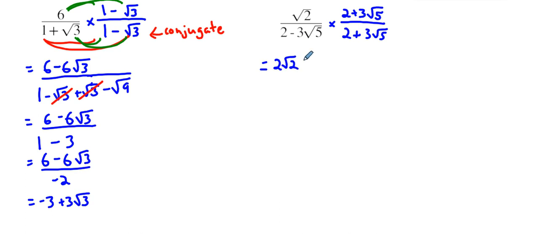Root 2 times 2 is 2 root 2 plus root 2 times 3 root 5 is 3 root 10. In the denominator, we're going to have 2 times 2, which is 4. We're going to have 2 times 3 root 5, which will give me 6 root 5. And then we'll have the negative 3 root 5 times the 2. Don't forget that negative. And that's going to give me negative 6 root 5.